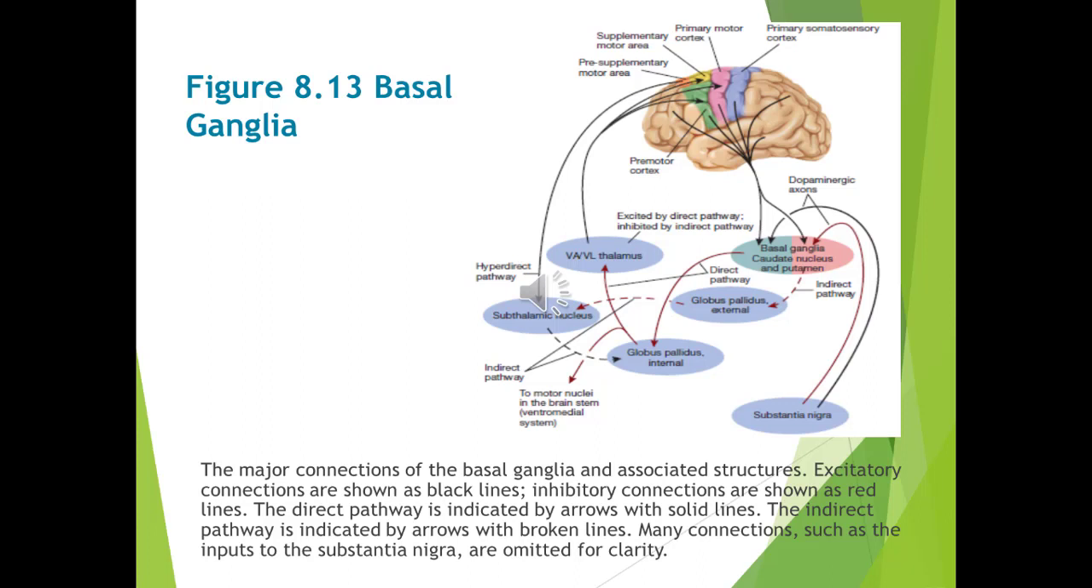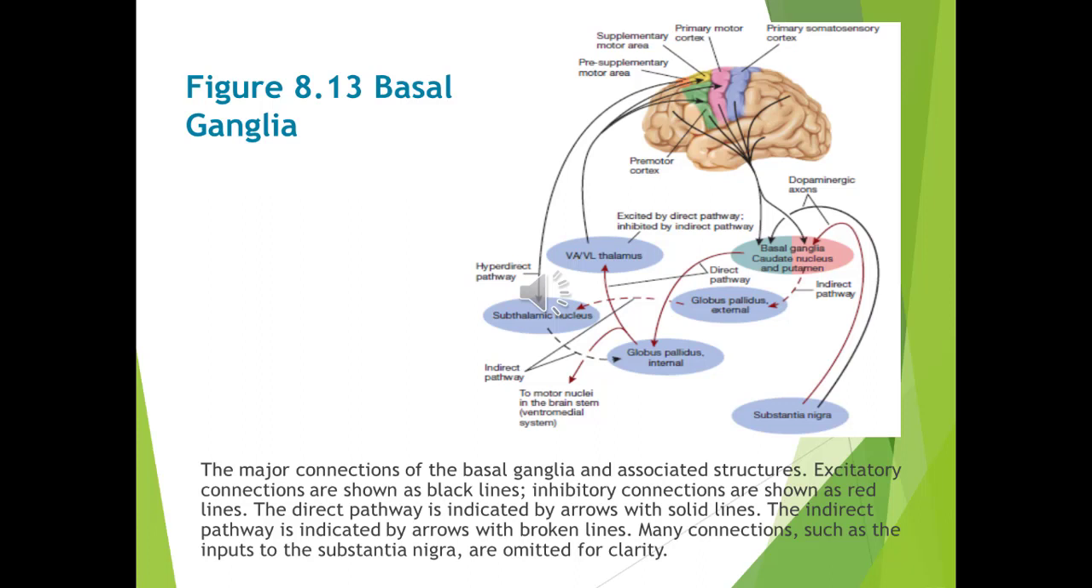Then they connect with the globus pallidus, forming a loop. The globus pallidus sends information back to the motor cortex through the ventral anterior and ventral lateral nuclei of the thalamus, that relay grand central station of the brain, completing the loop.